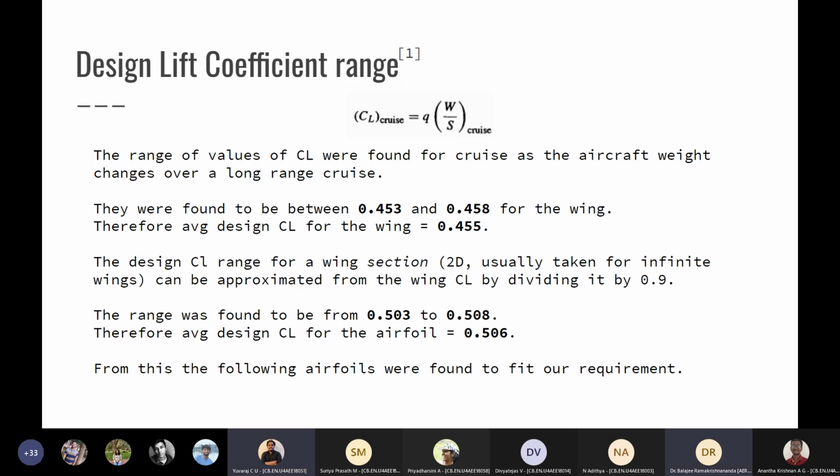Yes, sir. We use the wing load estimation. In that we had a range of data, so using that we get this. Wing loading, where do you get that data? Wing loading is just a single number. Where do you get the data from? From the start of the cruise and the end of the cruise. You found only one wing loading.